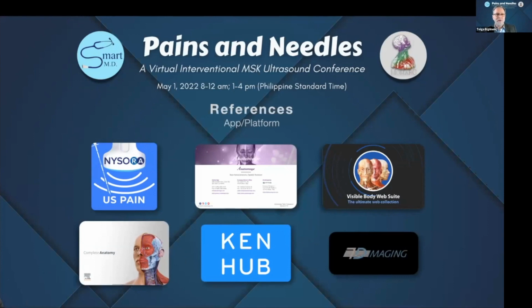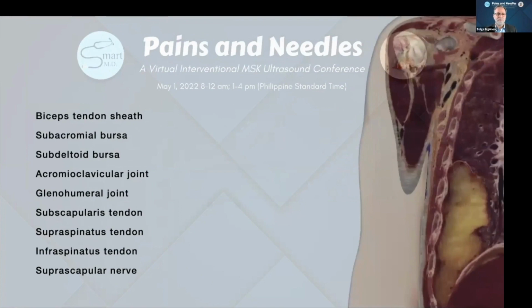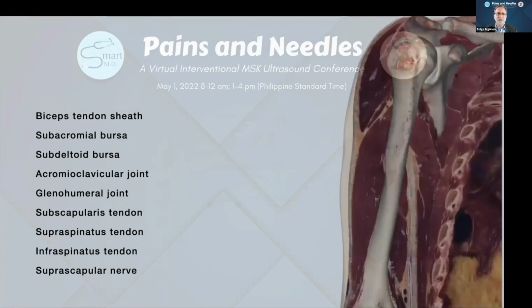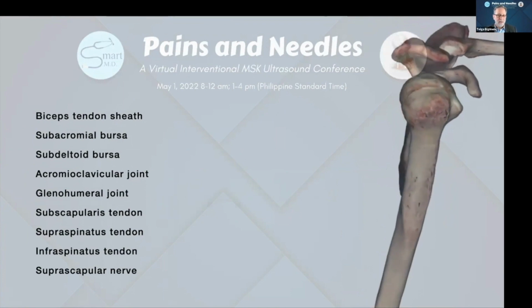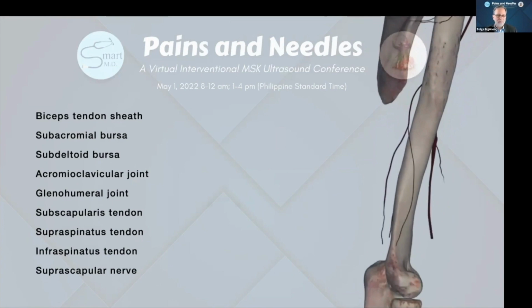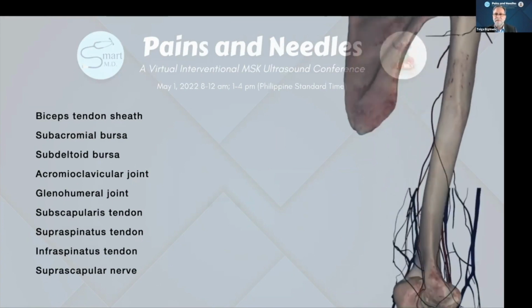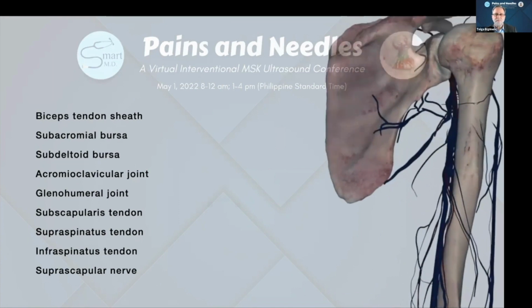I used many applications and platforms for this presentation, and books and references, which you can see in the slides. For this presentation, I prepared positioning and anatomic illustrations and some ultrasound images of commonly scanned shoulder structures. You can see in the slide the common shoulder structures on which we perform interventional procedures.